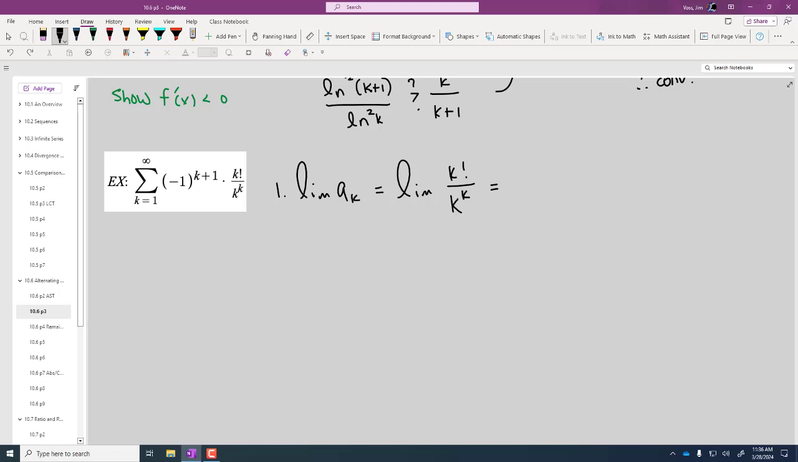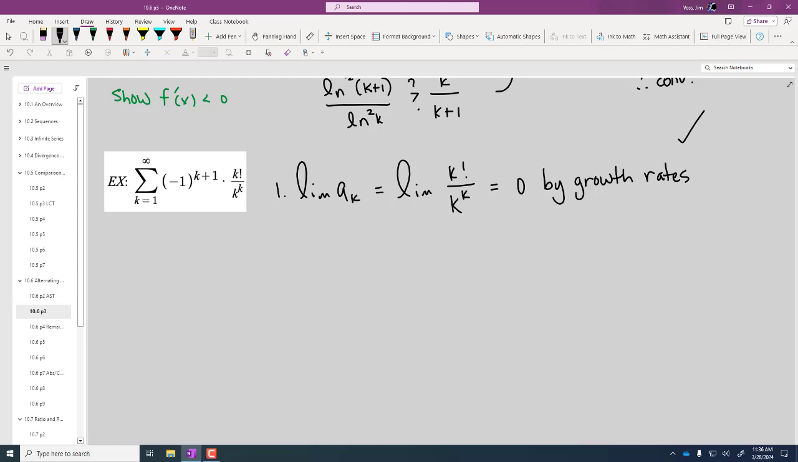Okay, 0. The power tower is the dominant function here. Power tower grows even faster than a factorial. And all we can do, though, is say by growth rates. So step 1 checks.